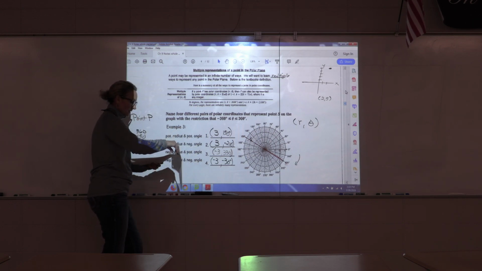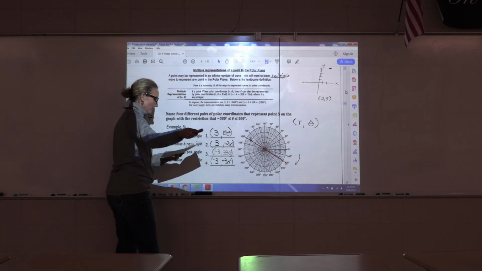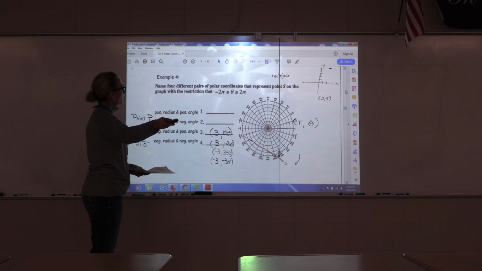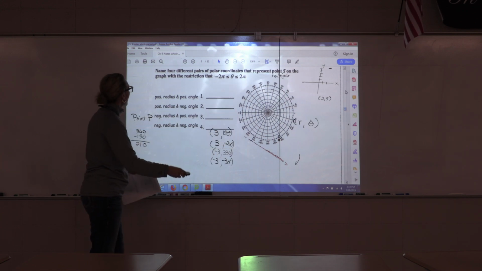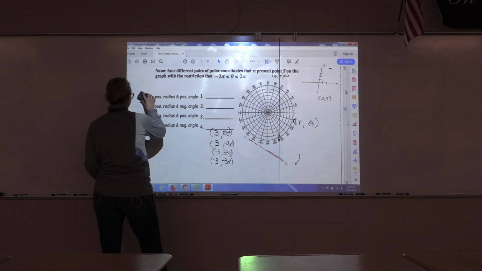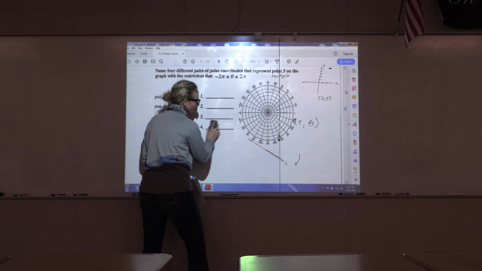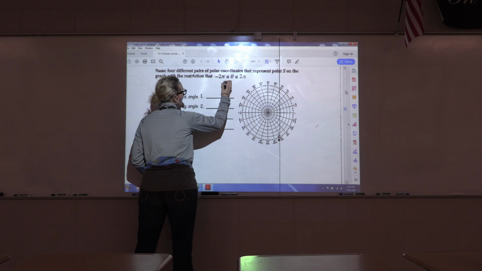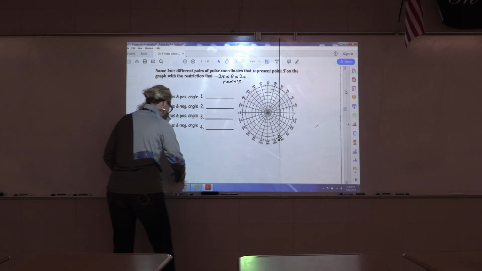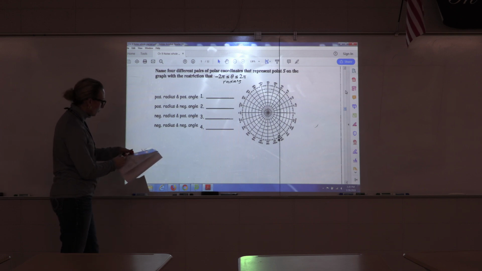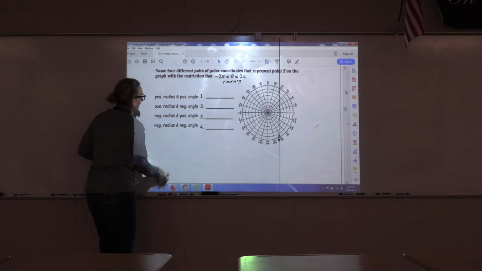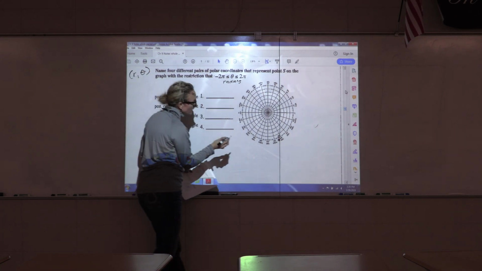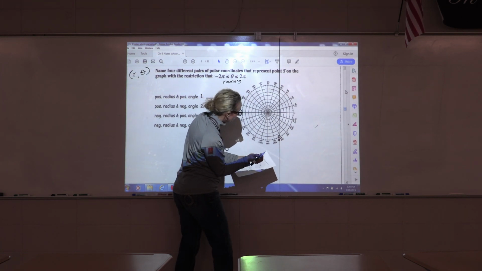Okay. All right, next example. Flip it on over. Name 4 different pairs of coordinates that represent point S on the graph with the restrictions that theta is going to be in between negative 2 pi and positive 2 pi. So now we're talking about radians. We're only going to use radian thetas, not degrees. And we're going to name point S in these 4 different coordinates. So again, r comma theta, r comes first, theta comes second. So we're at this point.